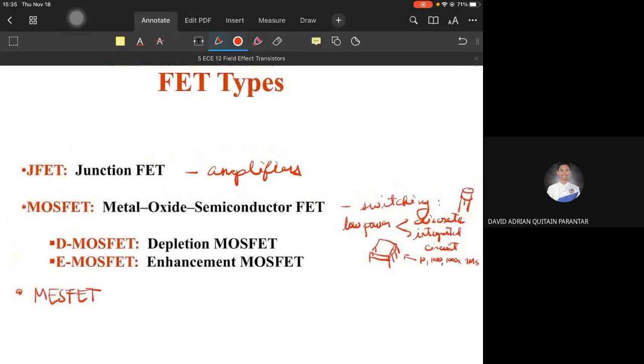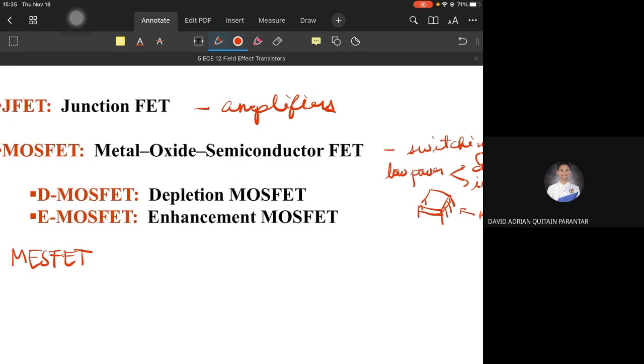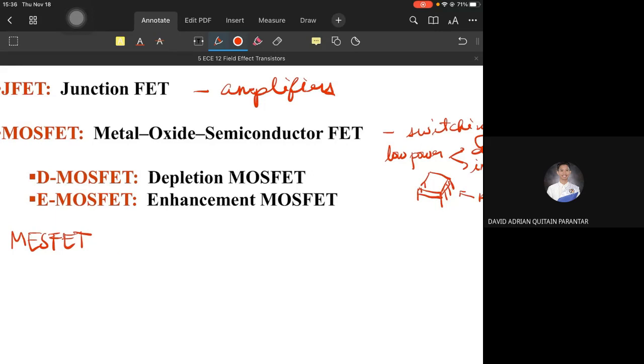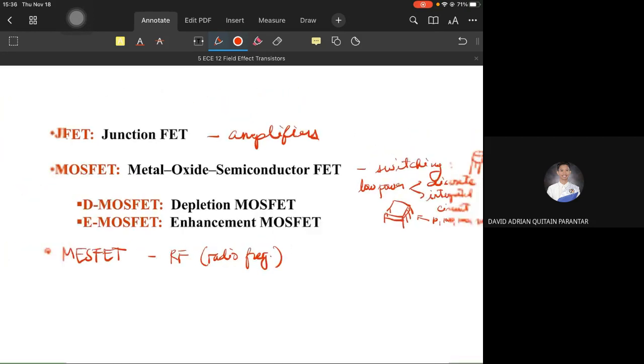So again, JFETs work well as amplifiers and MOSFETs work well as switches. The not commonly mentioned MESFETs have applications more in the RF field, RF or radio frequency circuits. They are using MESFETs.